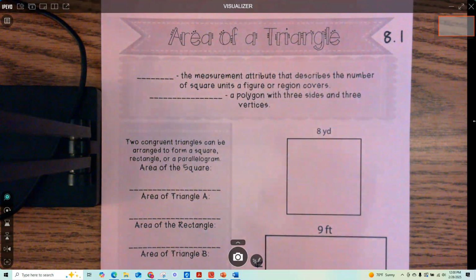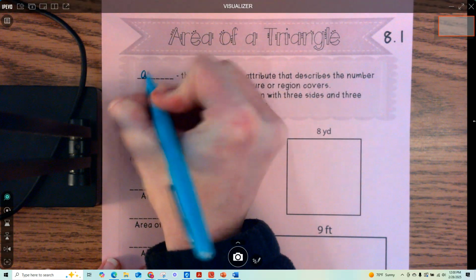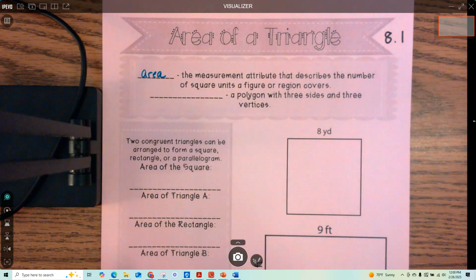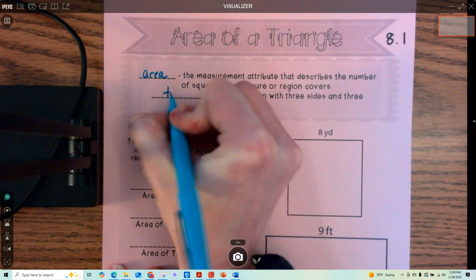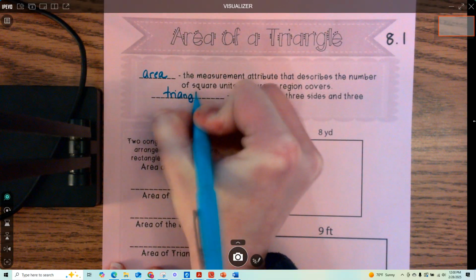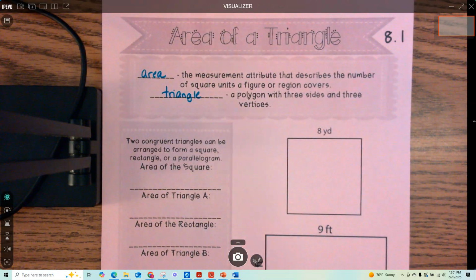All right, vocab. Area is the measurement attribute that describes the number of square units a figure or a region covers. Usually we talk about painting a wall being area, how much paint you need to paint a wall. And then a triangle is a polygon with 3 sides and 3 vertices.